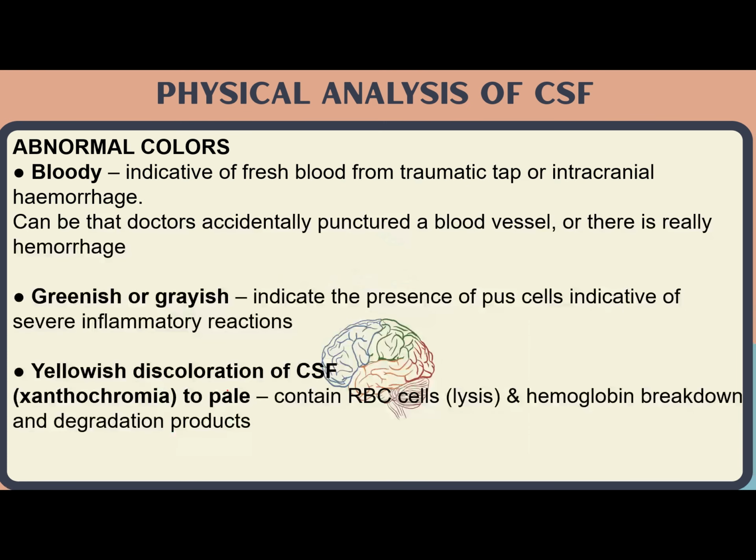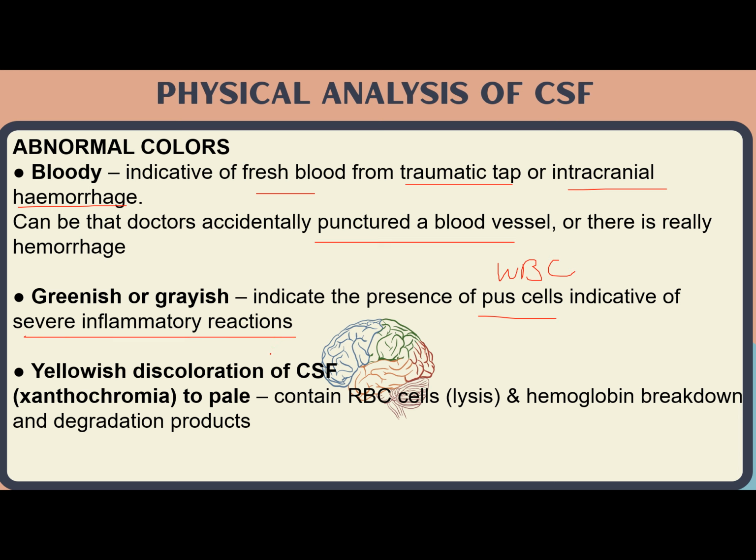If the color appears bloody, it is indicative of fresh blood, usually from traumatic tap or intracranial hemorrhage. Traumatic tap, class, whenever we hear it, refers to the accidental puncturing of a blood vessel, or it could be that there really is a hemorrhage. Now greenish or grayish indicates the presence of pus cells. So pus cells, class, are your white blood cells, indicative of severe inflammatory reaction.